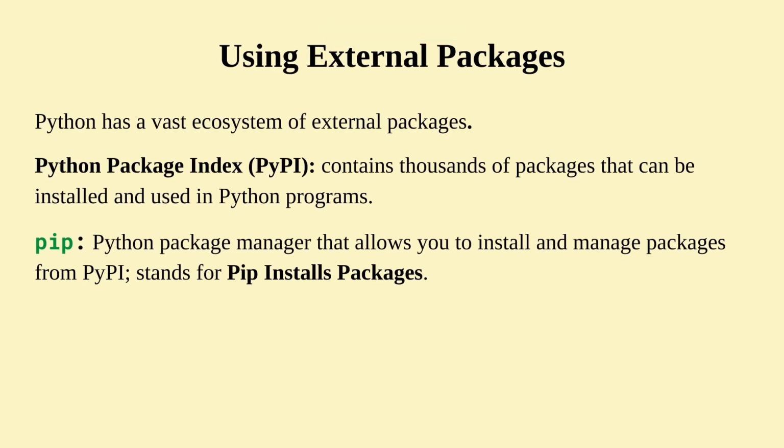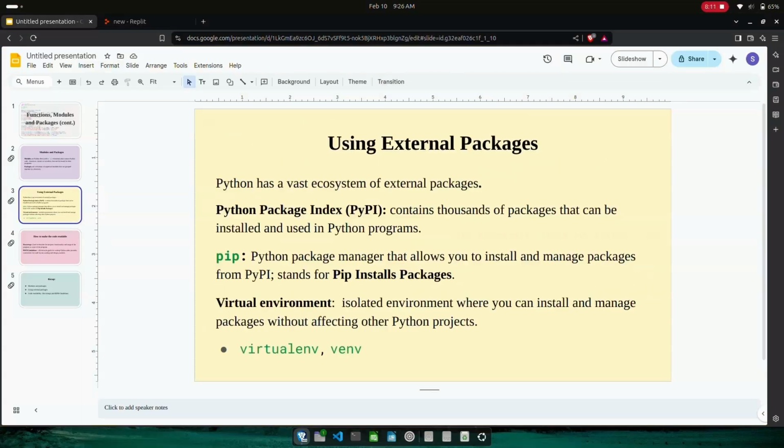PIP, or pip, is a Python package manager that allows you to install and manage packages from PyPI. It stands for "pip installs packages". It is included by default with Python installations starting from Python 3.4. Pip can be used to install, uninstall, upgrade, and list installed packages. Now, installing with pip is pretty simple. You can do it in the terminal of your coding platform. In my case, I'll be using VS Code. So let's go to VS Code now.